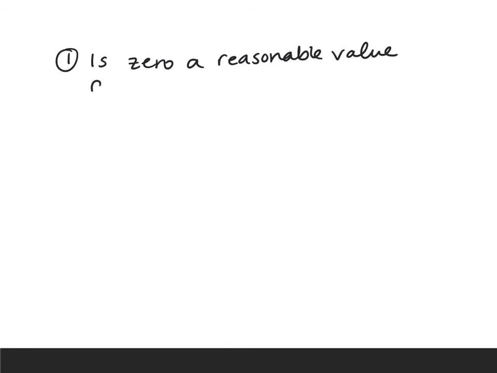Okay, so before we can interpret this y-intercept, we have to ask ourselves 2 questions. And these are both very important because this value may or may not make sense. And so the first question we want to ask is, is 0 a reasonable value for the explanatory variable?